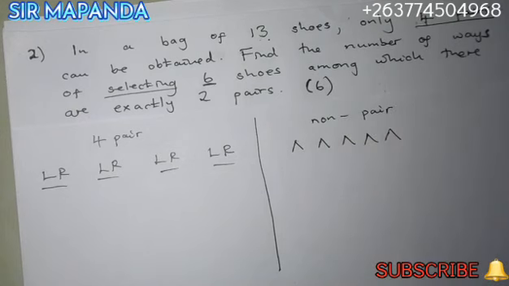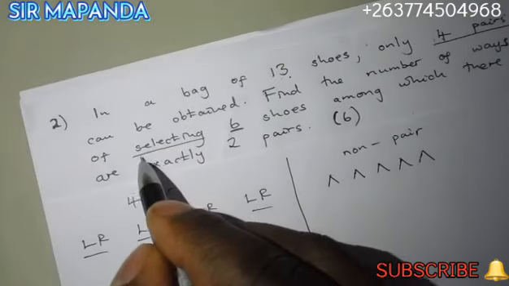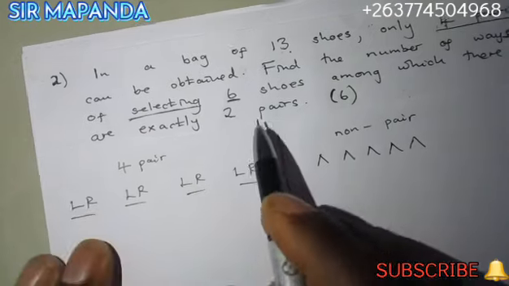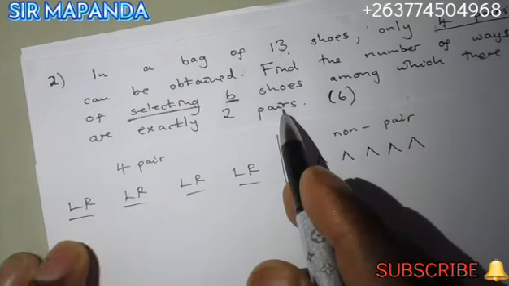Let us read the question. Find the number of ways of selecting. Whenever you see this word selecting, it simply means that you are dealing with combinations. Selecting, choose, you are dealing with combinations. But if you see the word arrangement, you will be dealing with permutations. So in this question, we are focusing on combinations. So, selecting 6 shoes, among which there are exactly 2 pairs of shoes.